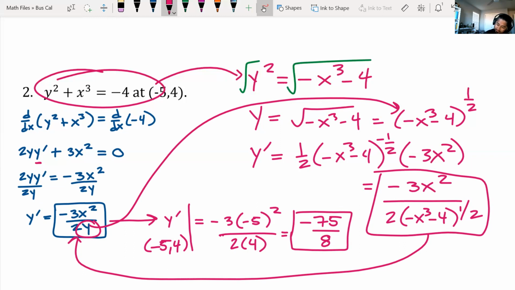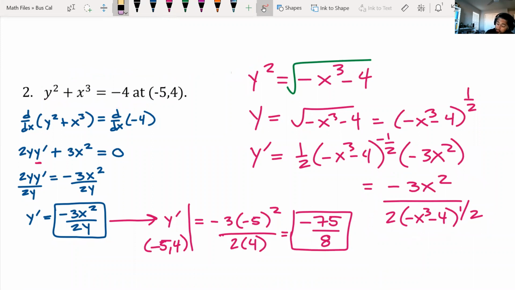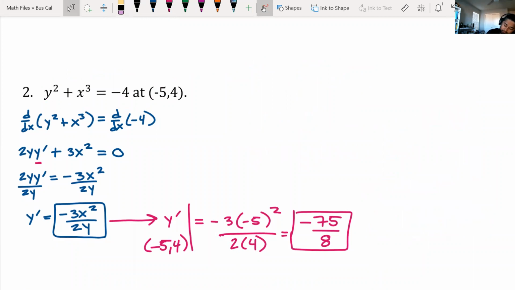Crazy, right? So this is why implicit differentiation was made, to make a derivative a lot simpler. I mean, if you like this way, cool. It's just a lot more work. Okay, let's keep going.